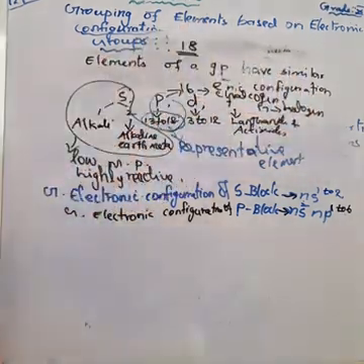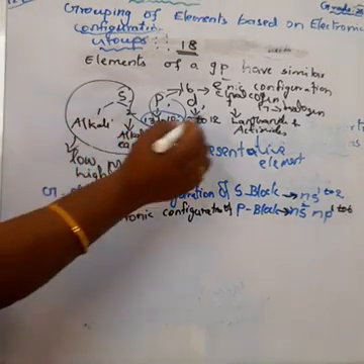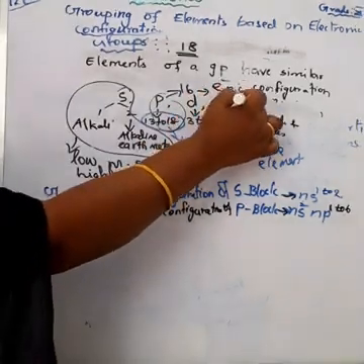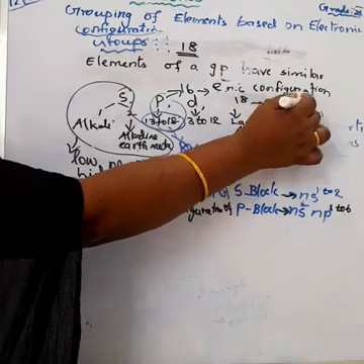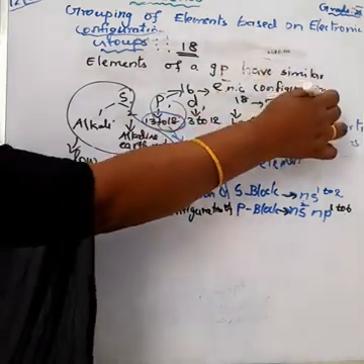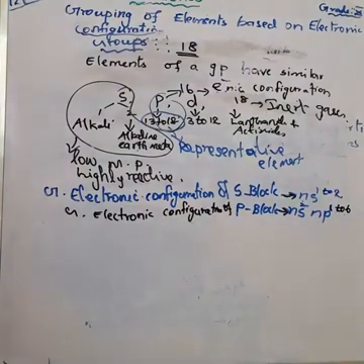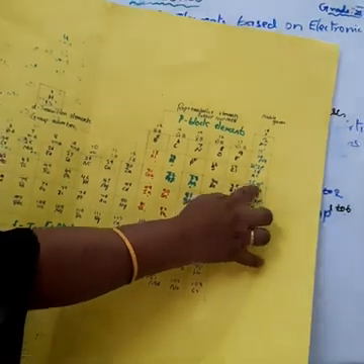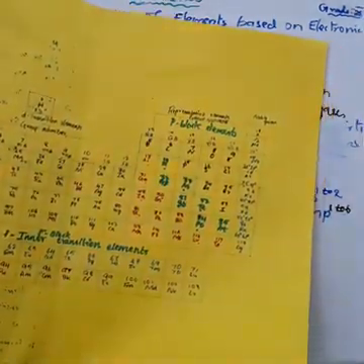And the elements of group 18, we already studied, we call them the inert gases, because all the elements in group 18 have a similar stable electronic configuration, ns2 np6. These elements we call the inert gases or noble gases.